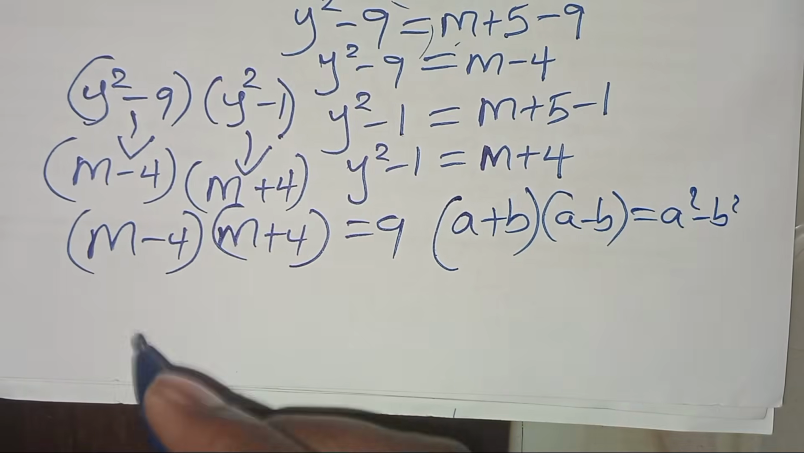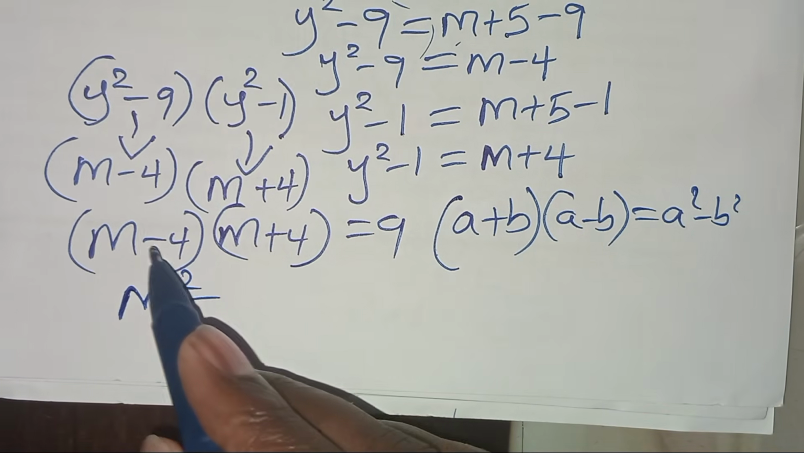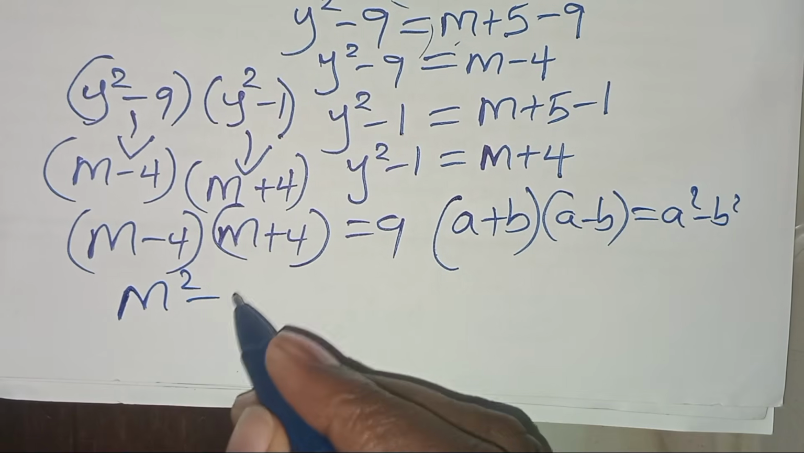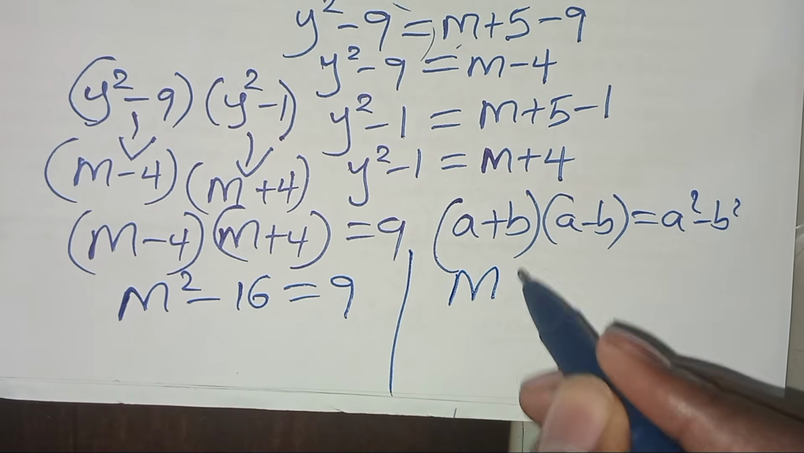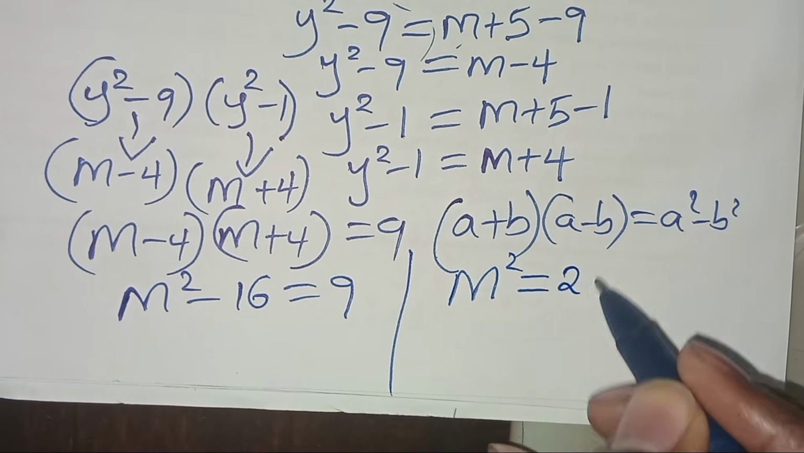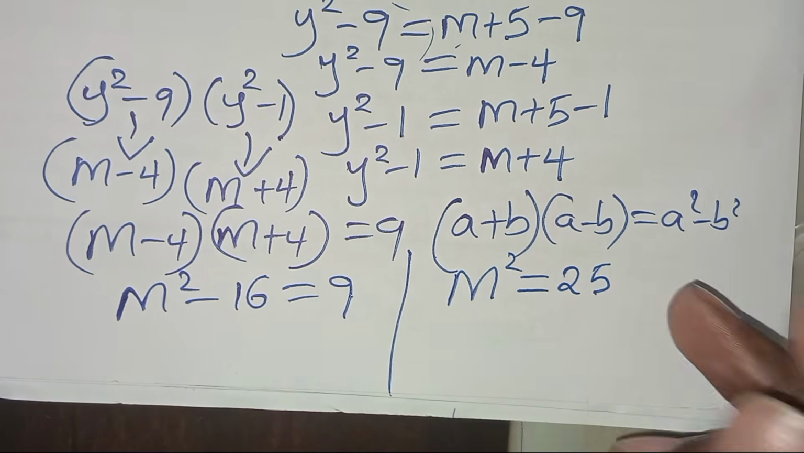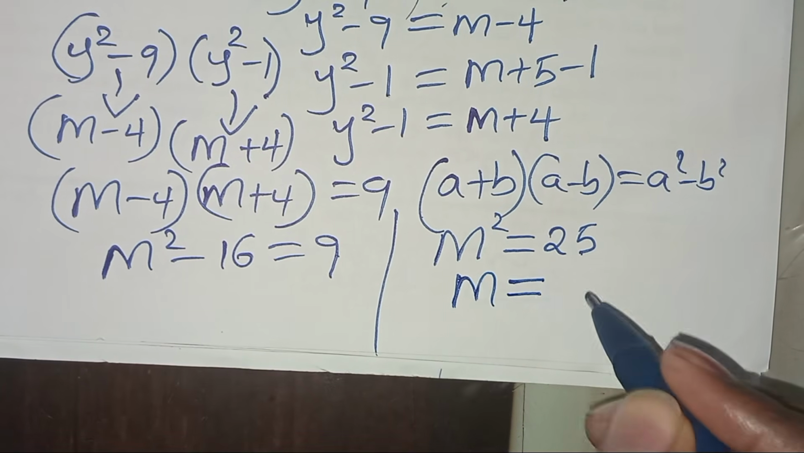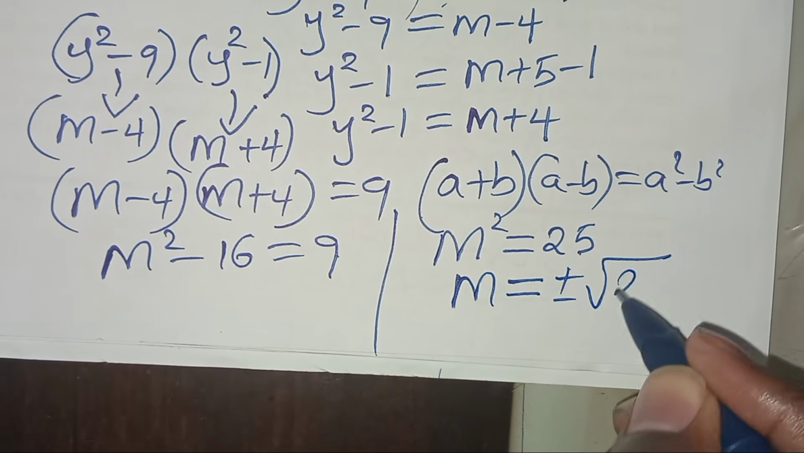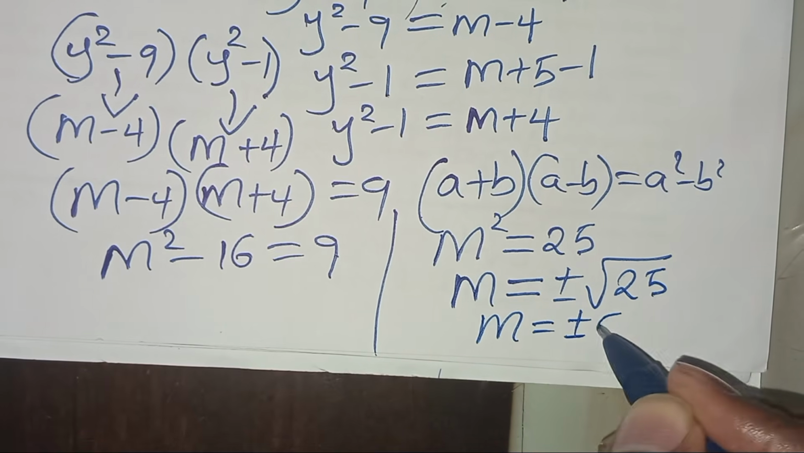Let's apply this. So you'll have m squared subtract, this is negative 4 times 4, which is negative 16. This is equal to 9. So that means that m squared is equal to 25. Okay? So this is 9 plus 16, which is 25. So m is equal to plus or minus the square root of 25. So m is basically plus or minus 5.